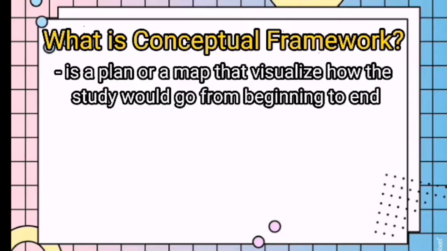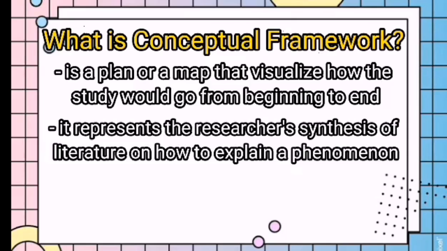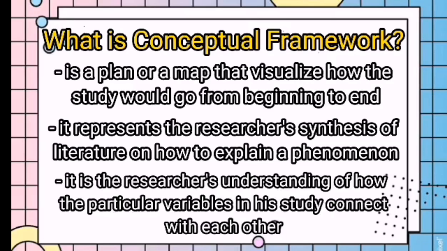So, it is a plan or map showing a picture of what is expected to be the beginning of a research and what is expected to be the end or outcome. It represents the researcher's synthesis of literature on how to explain a phenomenon. It is the researcher's understanding of how the particular variables in his study connect with each other.